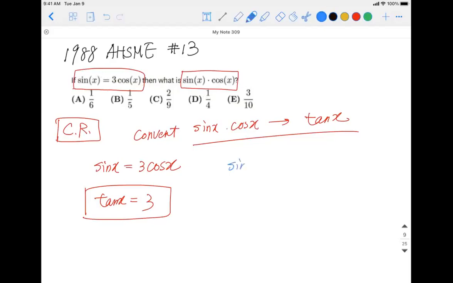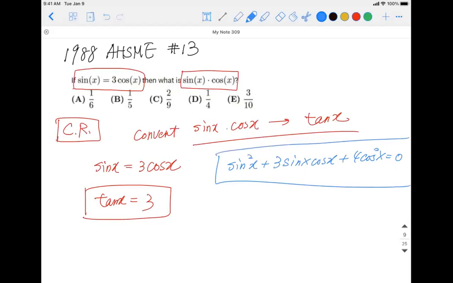Let me give another one. Sine square theta, minus 3 sine theta cosine theta, plus 4 cosine square theta equals, maybe, 0. What can I do as long as I see this? Who can tell me? This is what I showed you, right? Sine equals 3 cosine. If I see an equation like this, what can you do? You can chat with me in the group chat, or you can unmute yourself and talk to me directly.